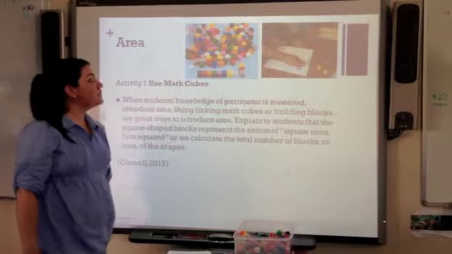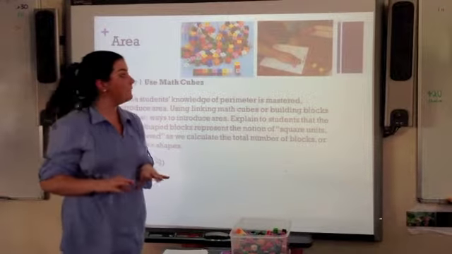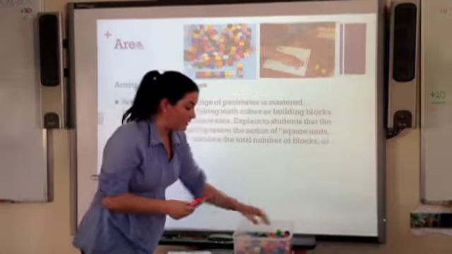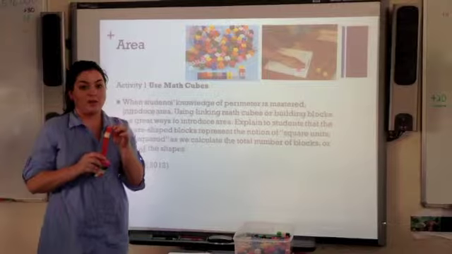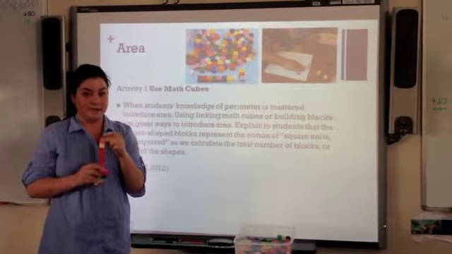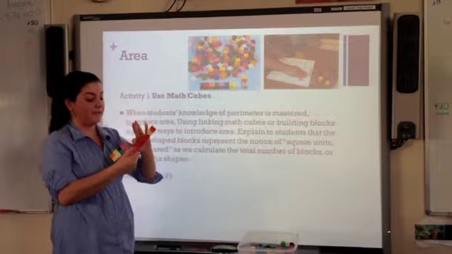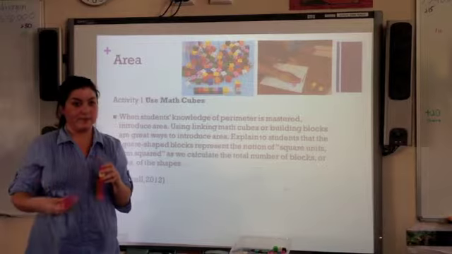Once students are competent in perimeter, you can then move them on to area. The first area activity I've got is using these maths cubes and explaining to students that one cube represents 1 centimetre squared. So for example, 1, 2, 3, 4, 5, 6, 7 cubes represents 7 centimetres squared, and so on.